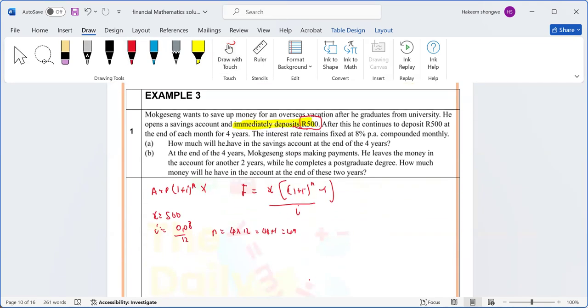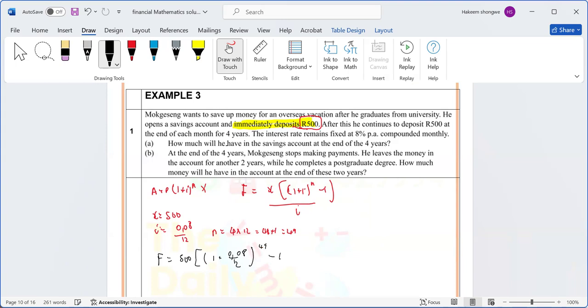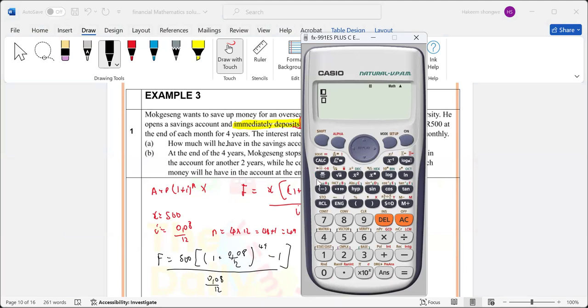Now we've spoken about everything there. So we're simply going to use our formula, and then I will show you how to type it on your calculator. F equals 500, open the bigger bracket, smaller bracket, 1 plus 0.08 divided by 12 to the power of 49 minus 1, all over 0.08 divided by 12. Then you take out your calculator. On your calculator, it's a fraction. Then we have 500, open bracket, open bracket again.